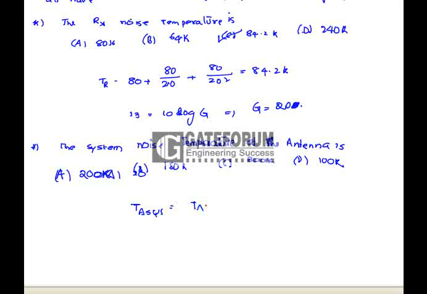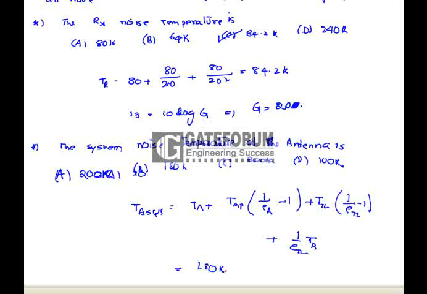antenna temperature plus ambient temperature times (1 minus the efficiency of the antenna) plus the transmission line temperature times (1/ETL minus 1) plus 1/ETL times the temperature of the receiver. If we substitute all the values, we get 180 Kelvin. That is, option B is correct.